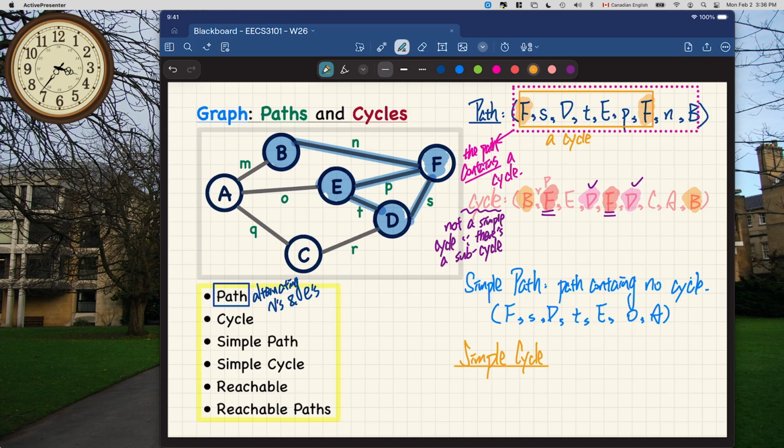A simple cycle is kind of interesting. It's a cycle because the beginning and the ending vertices are the same. However, if you take out the beginning and end vertices, inside is a simple path. There's no sub-cycle, basically. All right? Just to give you one example here, we start with, let's say, F, T, and then D, and then R, and then C, and then Q, and then A, and then O, and then E.